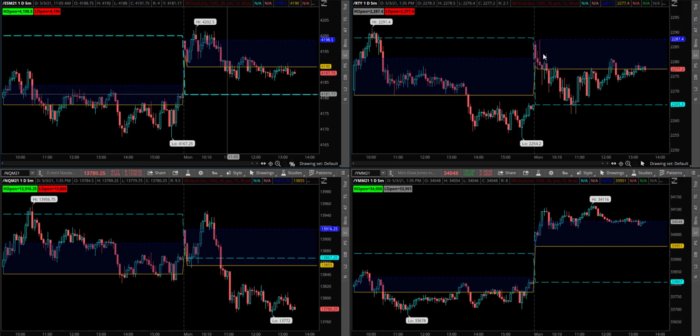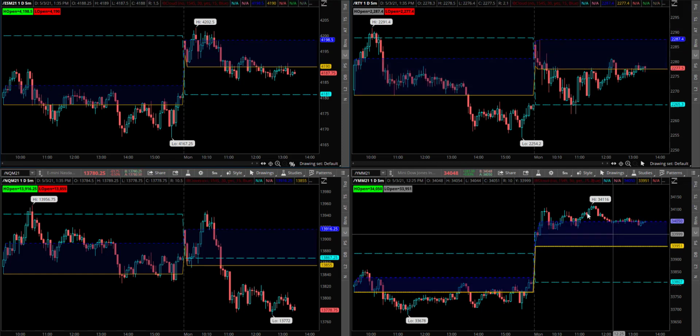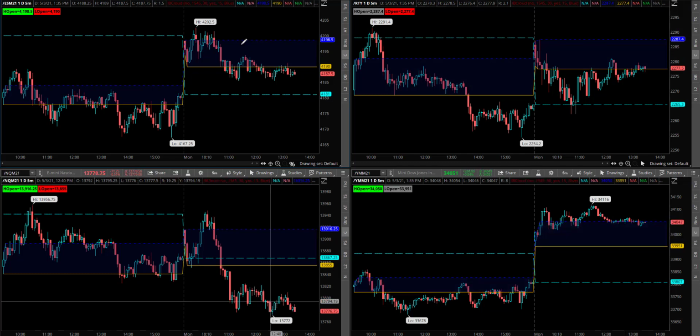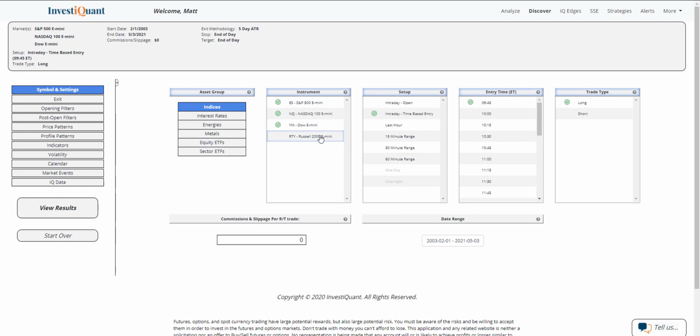That's a similar price action that's taken place in the Russell, which is the top right chart, and the Dow, which is the bottom right chart. The NASDAQ is kind of doing its own thing as it is weaker than the other instruments today. But we're going to be looking at the pattern that is taking place in these 3 instruments here as we approach the close. So let me go ahead and set that up in Discover.